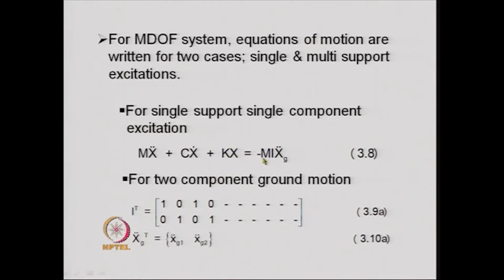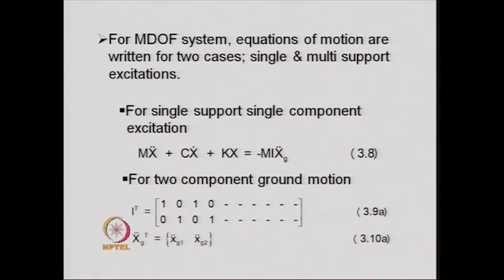Here, instead of writing down M x double dot g, we write down matrix M multiplied by influence coefficient vector I into x double dot g. So, these are the modifications that are made when we try to write down the equation of motion for a multi degree of freedom system. The proof of this is well known to all of you, those who have done dynamics.